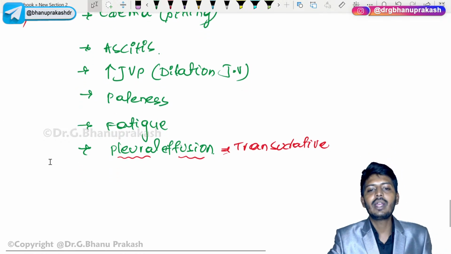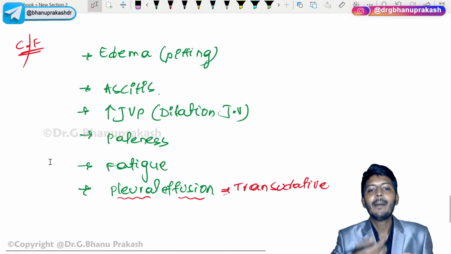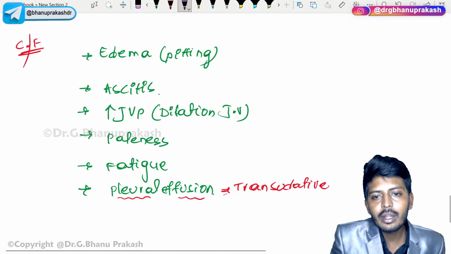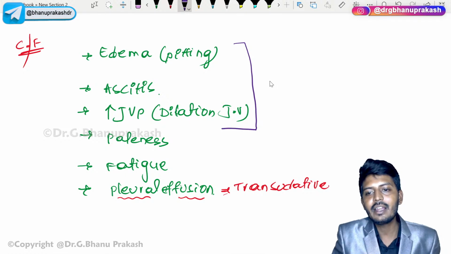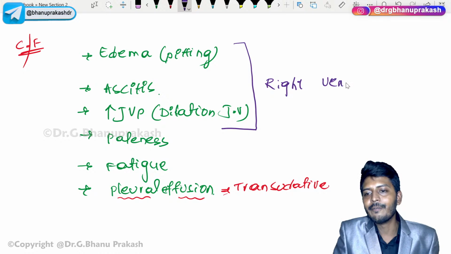So this is the story of a few important symptoms, but I want you to understand this, particularly: edema, ascites, JVP, these three are majorly due to right ventricular failure. Majorly due to which failure? Right ventricular failure.